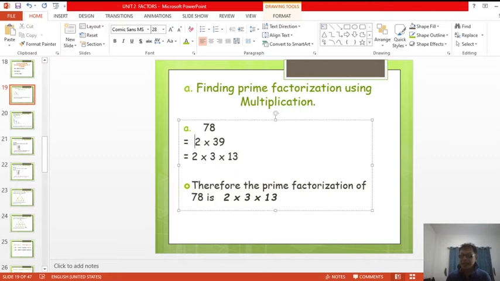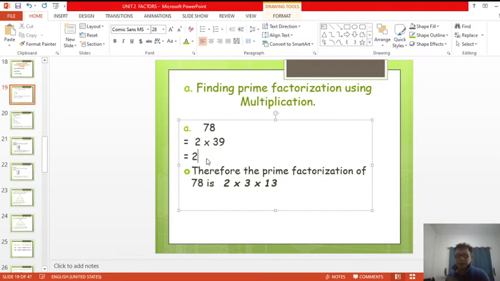The next step is to copy these two. Why copy these two? Because actually it would come out like this. You copy 2 because 2 is already a prime number. So what you're going to do is extract 39. So what do you think? Again, can I use 2? No, I cannot use 2 for 39.